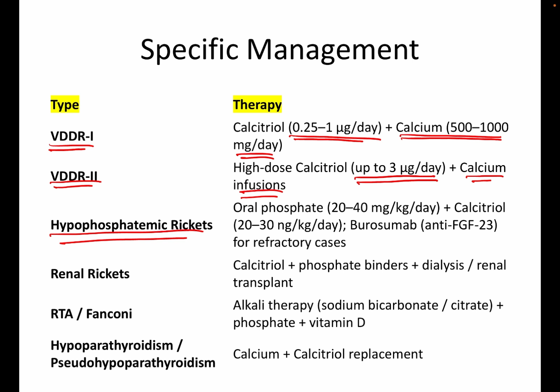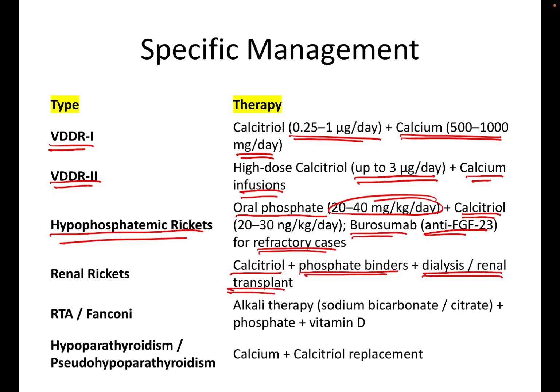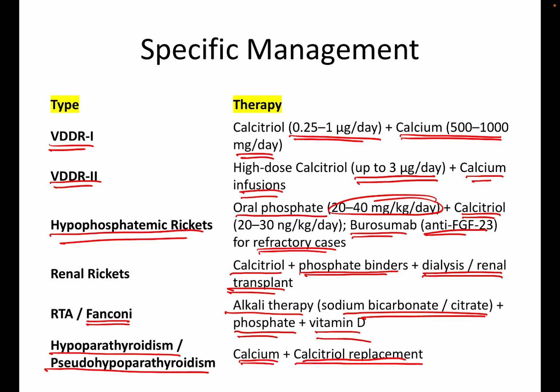Hypophosphatemic rickets requires oral phosphate 20 to 40 milligram per kg per day, calcitriol 20 to 30 nanogram per kg per day, and burosumab, anti-FGF23, for refractory cases. In renal rickets, calcitriol or phosphate binders plus dialysis or renal transplant is suggested. In case of Fanconi, alkali therapy like sodium bicarbonate or citrate with phosphate and vitamin D is required. In hypoparathyroidism or pseudohypoparathyroidism, there will be a requirement for calcium and calcitriol replacement.